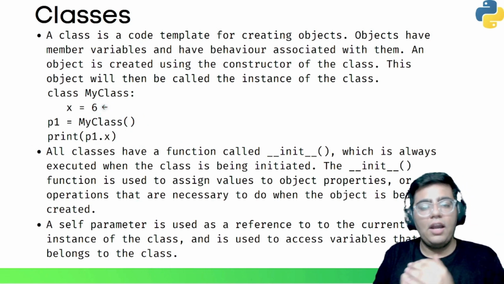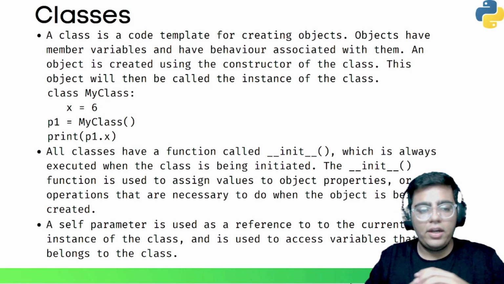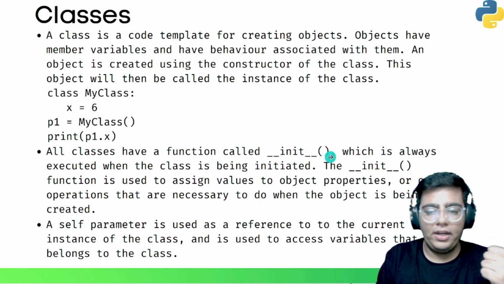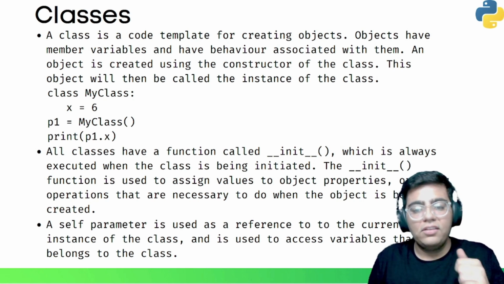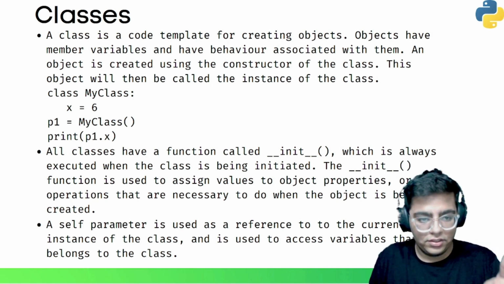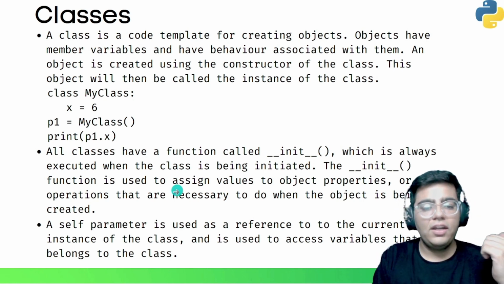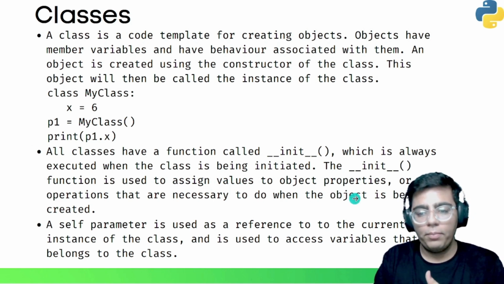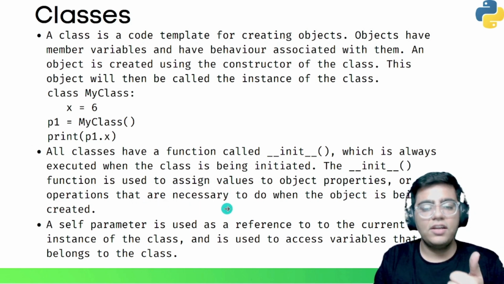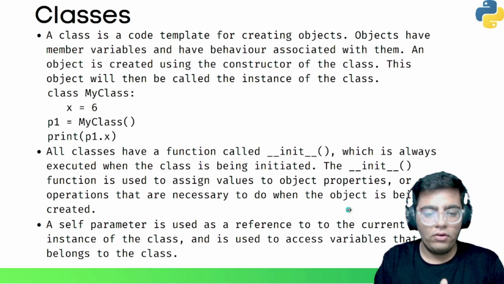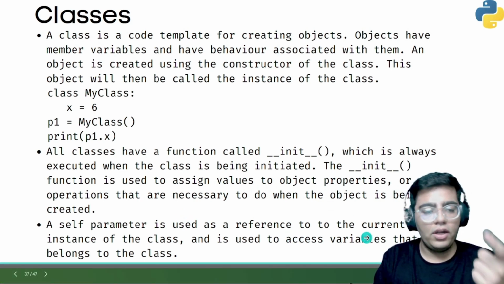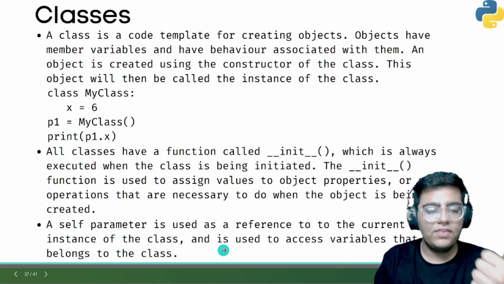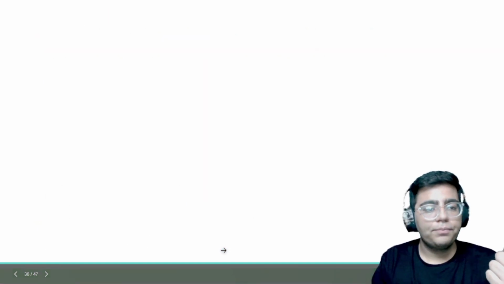If you want to create a class where you can create an entire database, you need a function called init. Now what init does is that anytime a class is initiated, this function is always run first, alright? And what it does is it assigns values to object properties or does other operations that are necessary when the object is being created, alright? And a self parameter is also used as a reference to the current instance of the class and is used to access variables that belong to the class, right?